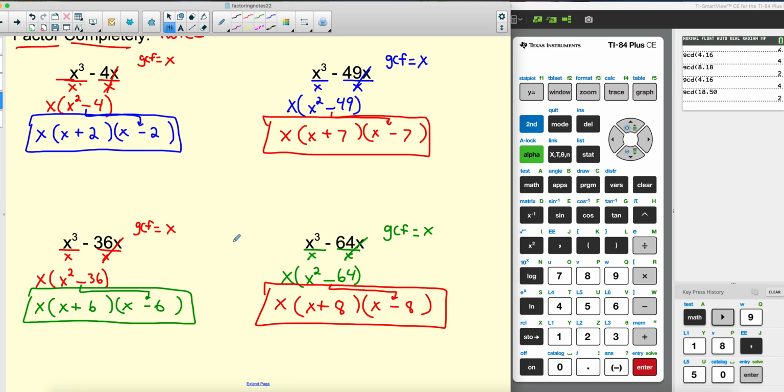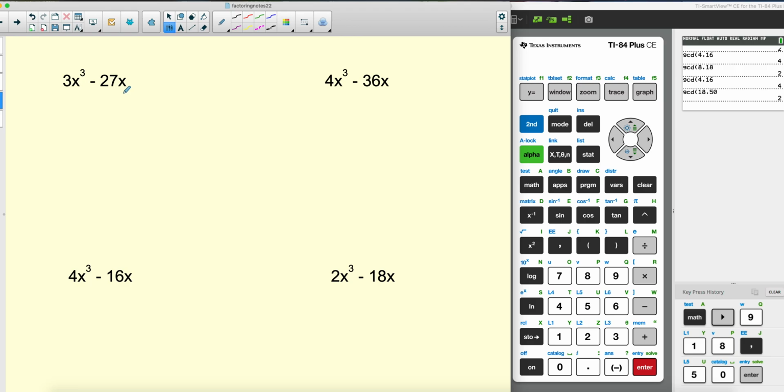Now, that's too easy, guys. And although, listen, I have seen that on the Regents. But let's now look at what you will most likely see on the Regents, okay? And that's going to be numbers and variables together. For example, here's a perfect Regents question. How do I know? Because I copied it. So it's 3x to the third minus 27x, all right?